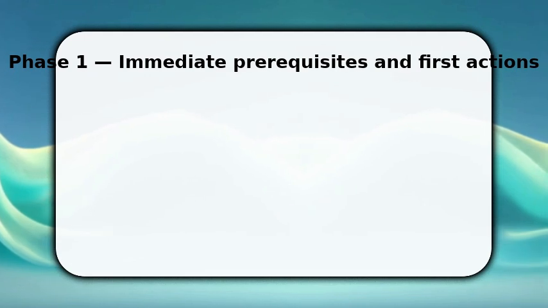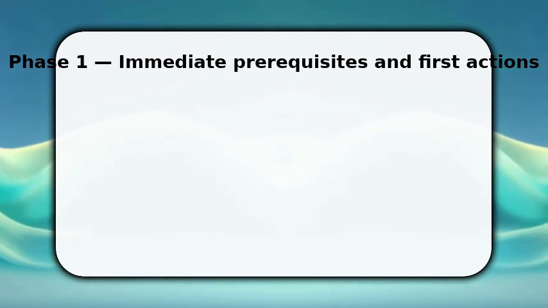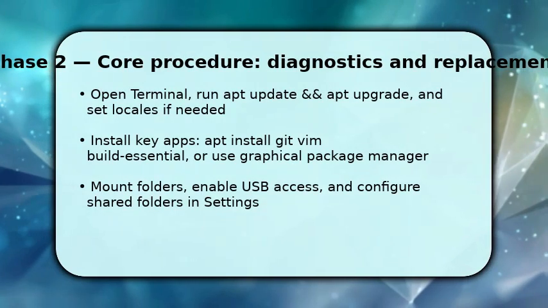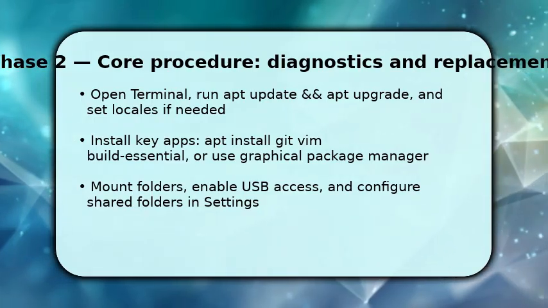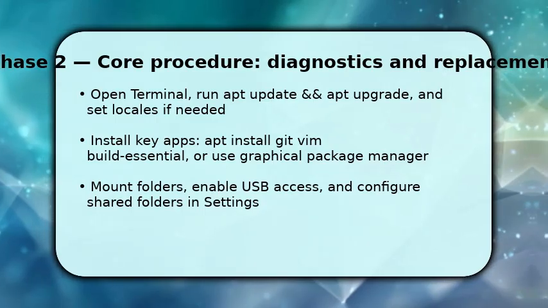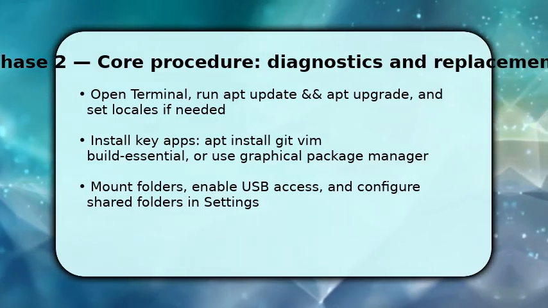Once the terminal is ready, you run apt update and apt upgrade to get current packages. You'll install core tools, Git, Vim, Build Essential, or use a GUI like GNOME Software if installed. This gives you compilers and editors.